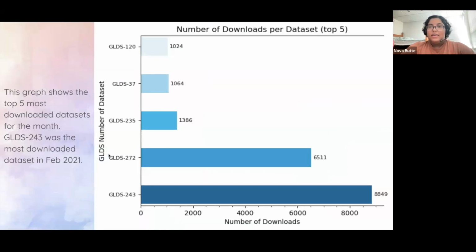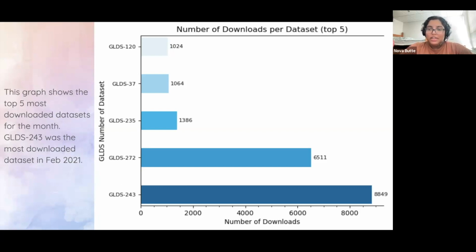And then this is the top 5 most downloaded data sets for February. And originally I was going to include the number of downloads for every single data set that was downloaded, but then this graph would be way too long to ever fit on the slide. So I just limited myself to the top 5 and made it a pretty blue color. And GLDS 243, as you can see, is the most downloaded dataset for February 2021, and that is a metagenomic skin study.